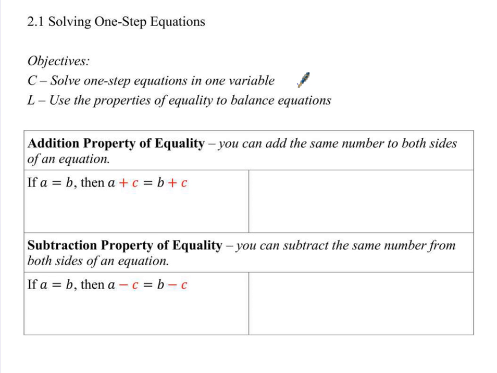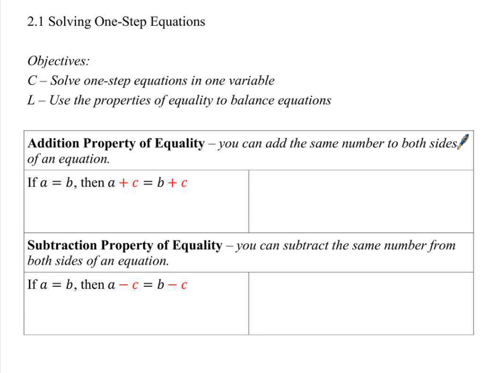We're going to be using the addition property of equality in this section and the subtraction property of equality. What these mean is, if you have an equation, you can add the same number to both sides of the equation and you will still have a true equation. So that's what this says right here. You can add the same number to both sides of an equation and it will still be true.